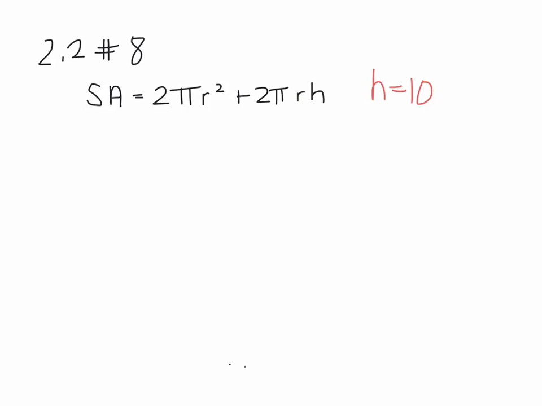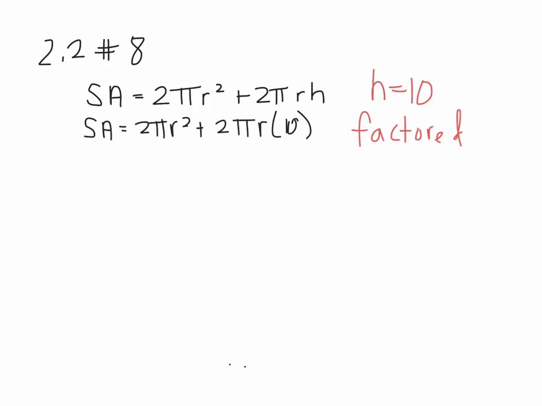Determine a factored expression for the total surface area. Okay, so before we start factoring, they gave us in this question one piece of information, which is the height, which is 10. So we still don't know what r is, but let's throw in 10 for the height. So I'm going to rewrite this as surface area equals 2 pi r squared plus 2 pi r, and instead of h, I'm going to put 10. So that's a 10. It's a funny looking 10, but it's a 10.